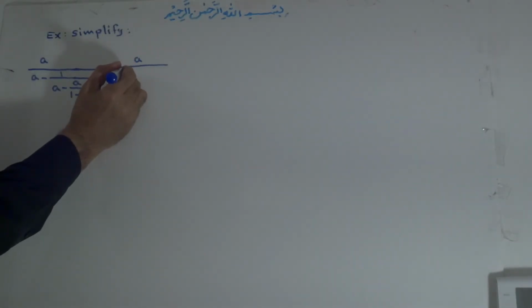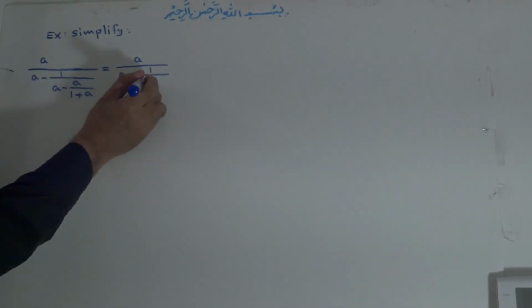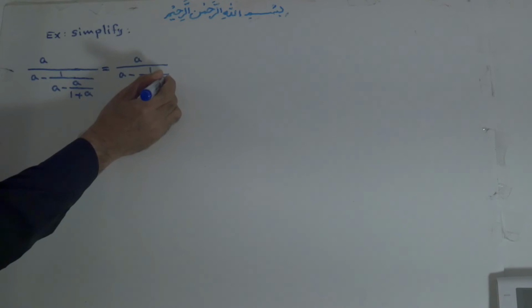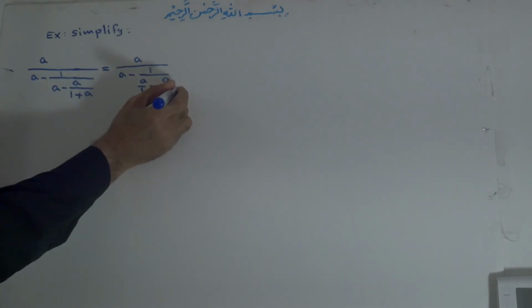over a minus 1 over a over 1, because any number or any letter that doesn't have a denominator, its denominator is 1. Any number divided by 1 is itself. a over 1 minus a over 1 plus a.